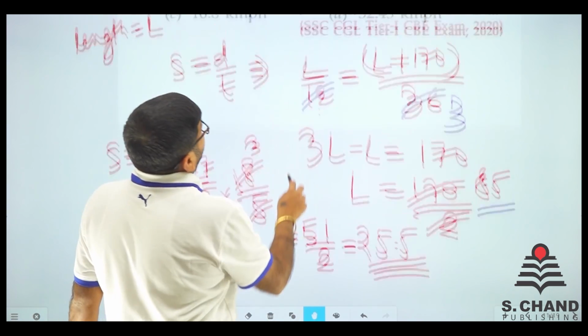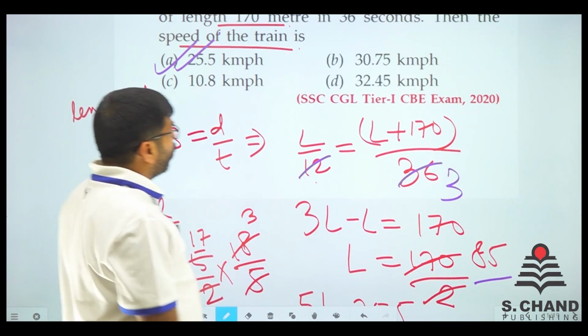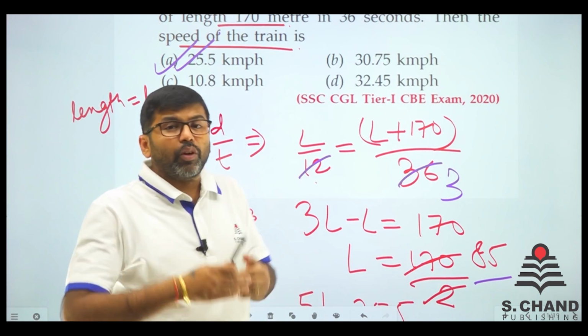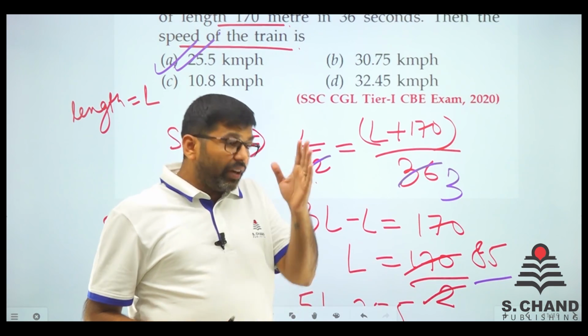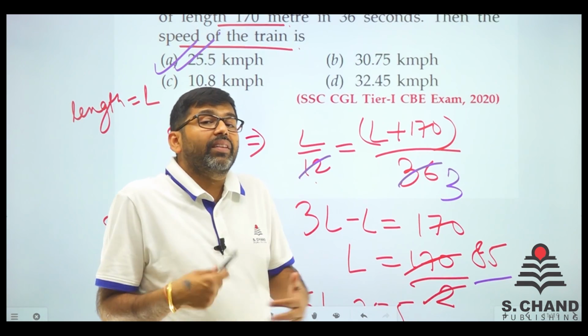Is there any option 25.5 kilometer per hour? Yes, it is. The first option. So in the same way we need to do, because if there is something called a bridge, then add the length. If there is a pole, don't add anything. The length of the train will be the distance traveled, right?